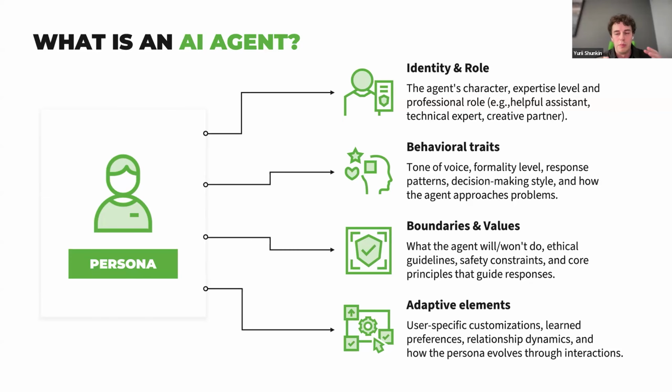Over time, the persona of your agent can be improved. It can learn user preferences, adapting its style based on feedback, interactions, and so on. So in short, persona defines who your agent is and how your agent behaves.